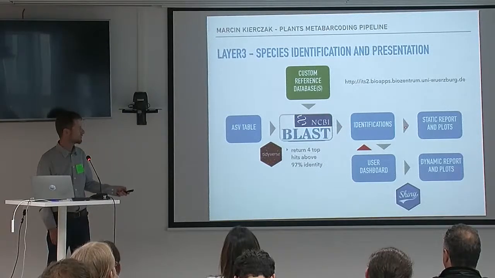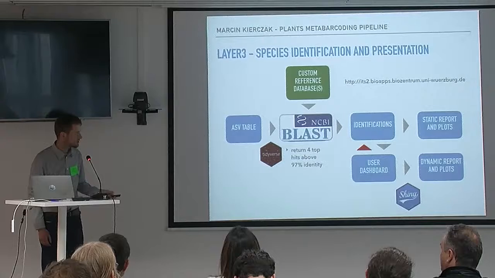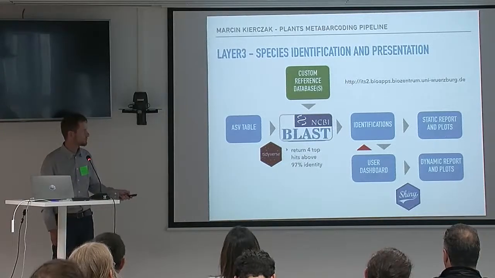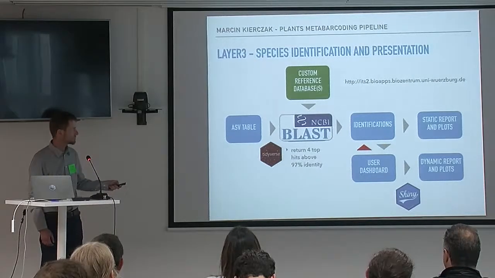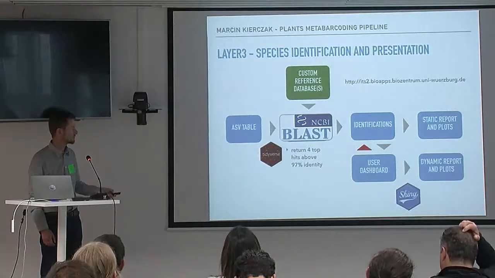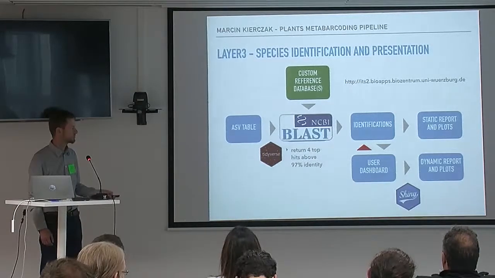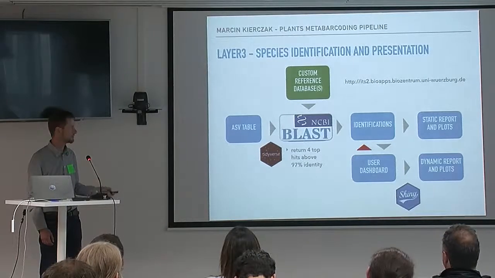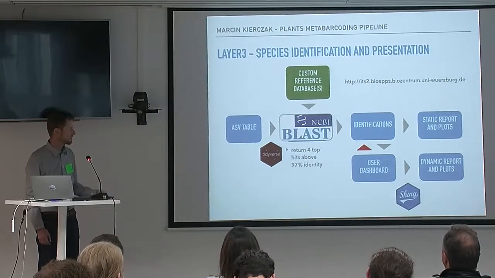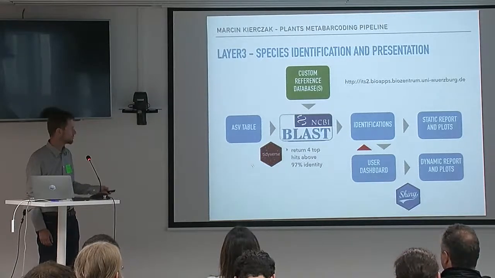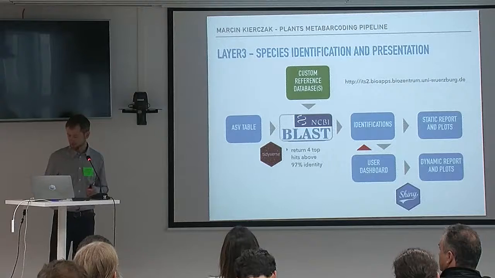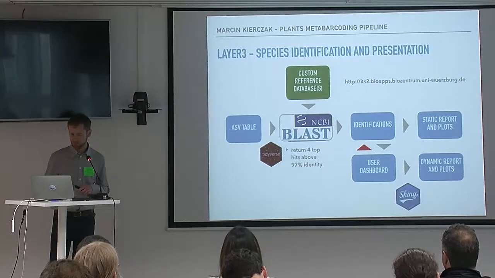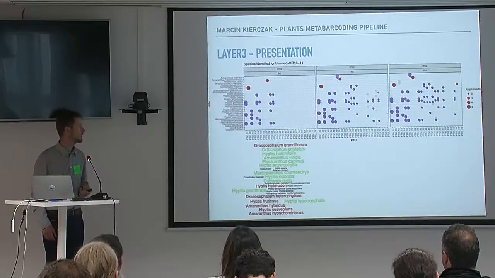Then we get some identifications, and we spit out a static report from the whole analysis. But we also have this user Shiny dashboard, which I will show you, so we can play a little bit with different parameters and see how they affect the species identifications. And we also try to keep our ASV table and all the downstream analysis following this new paradigm of tidy data and tidyverse, which for R people is a big thing now, but it's also a very convenient thing to work with.